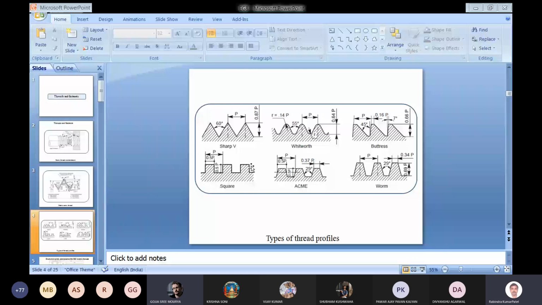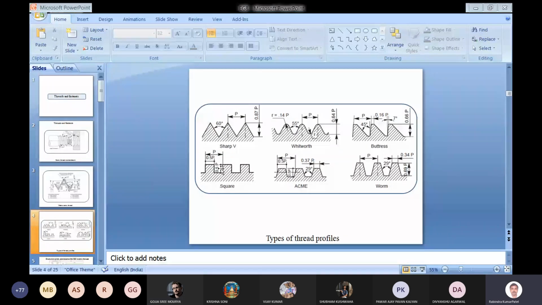Well, that relationship I will tell later on. In fact, both are different. In a particular case, they can be the same, like for a single start screw. Yes, for a single start thread, pitch and lead will be the same.